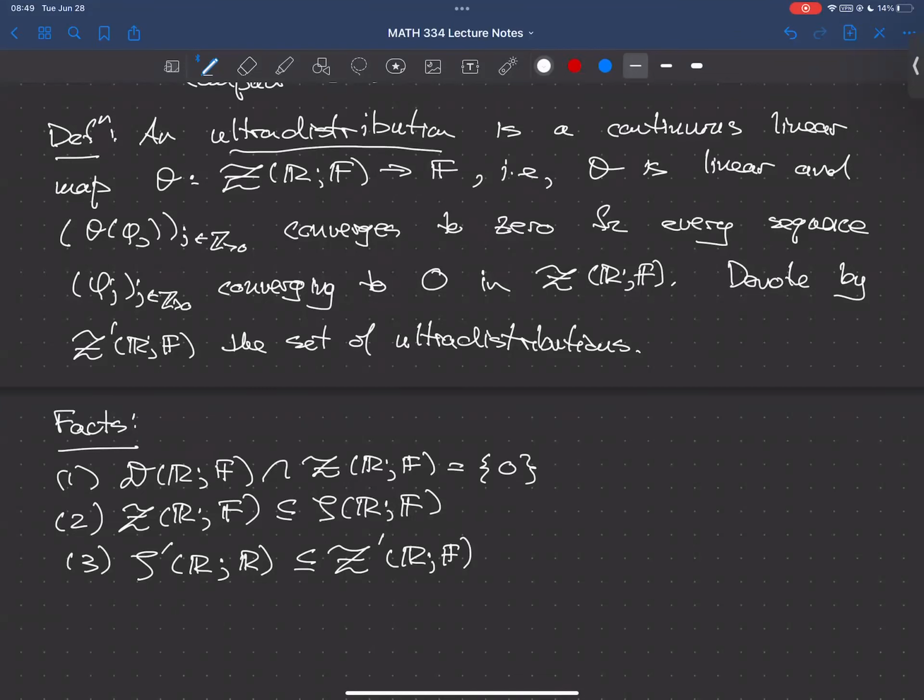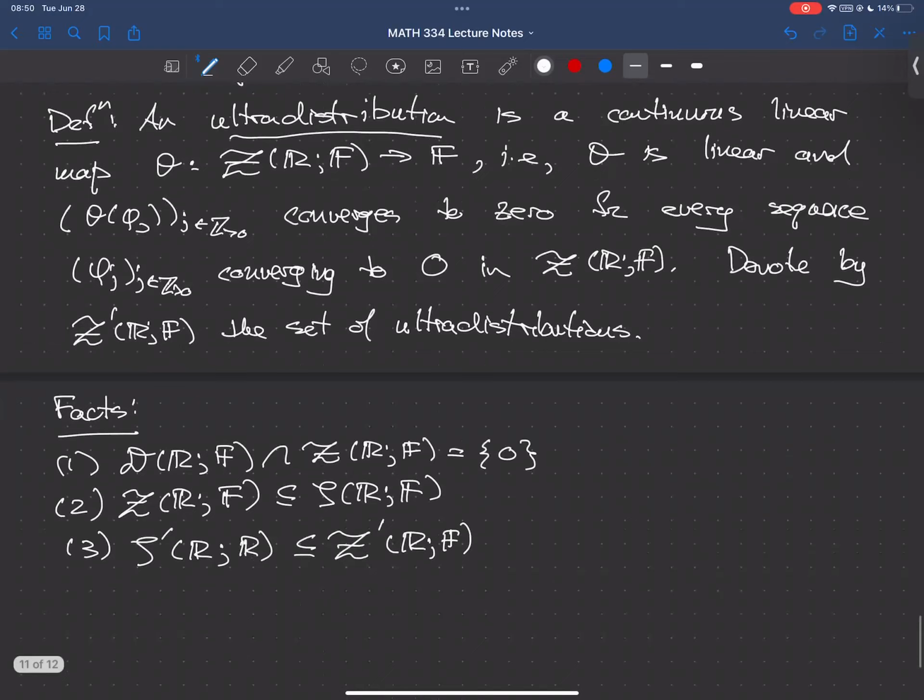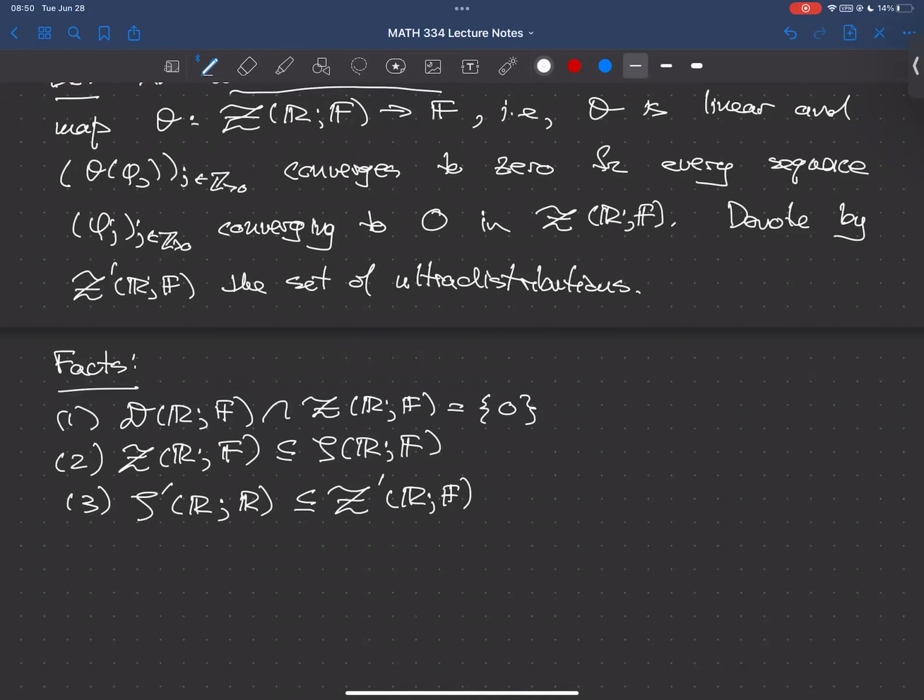So there are ultra distributions, however, that are not tempered distributions. To define one of those is more complicated than I want to get into right here. Okay, good.